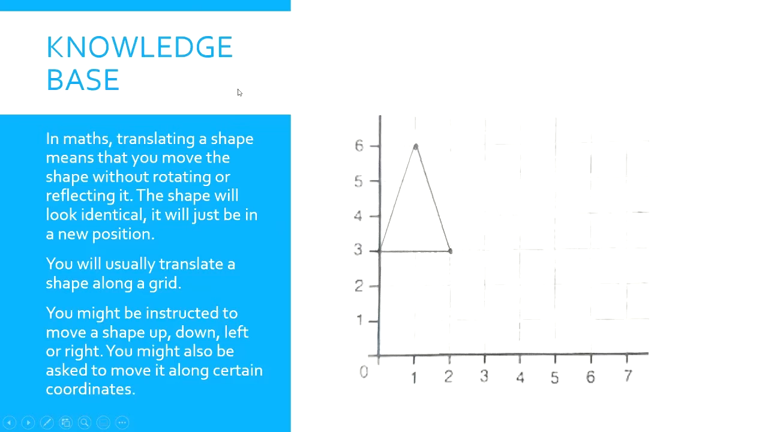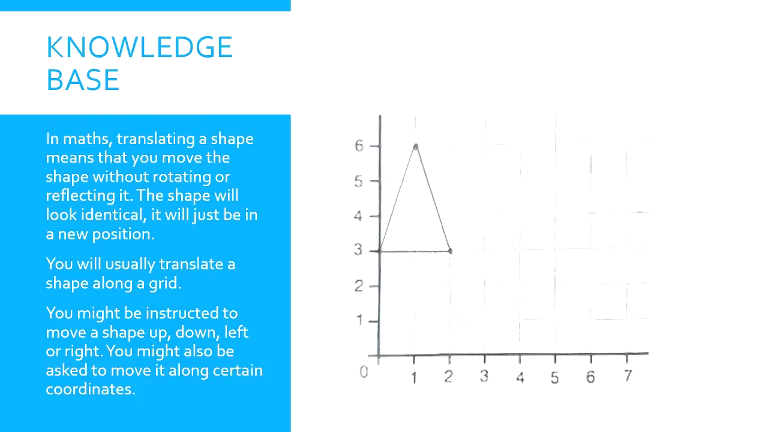Just to revisit what we talked about in class, when we talk about translations in maths, what we mean is that you move a shape without rotating it or reflecting it or changing its size in any way. So it will look exactly the same as it did before. It's just going to be in a new position, usually along the grid that you'd be asked to translate it along.